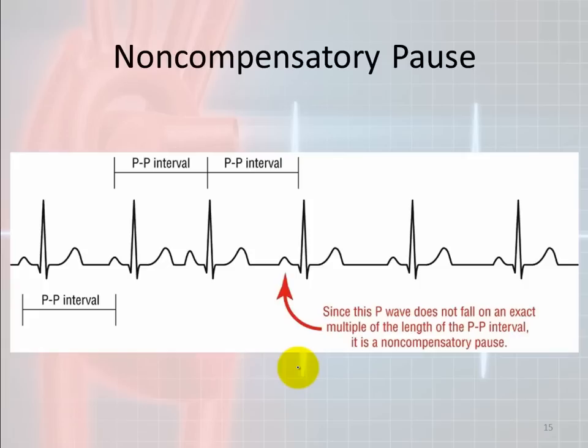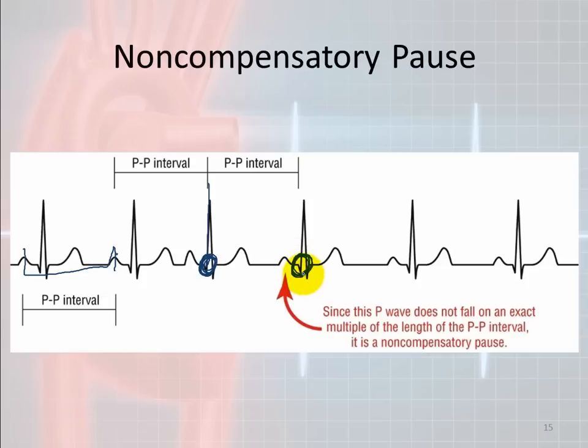So let's talk about a non-compensatory pause here. Since the P wave does not fall right here on an exact multiple of the P to P interval, that means it is a non-compensatory pause. So here's your P to P interval. There's a P wave here and there's a P wave here. The PAC occurred right here. So as you can see, the next P wave, according to this illustration here, was supposed to occur right here, but it did not. But let's march it out. The next P wave should still occur right here if the PAC did not reset the SA node.